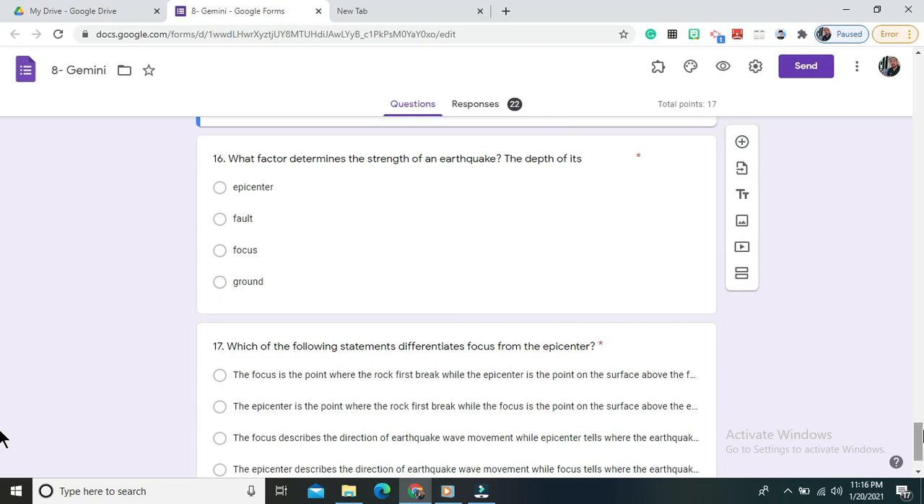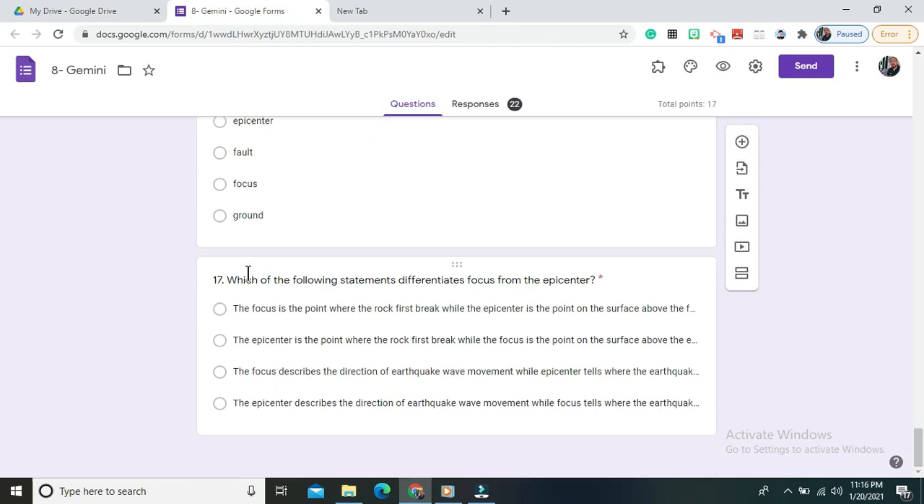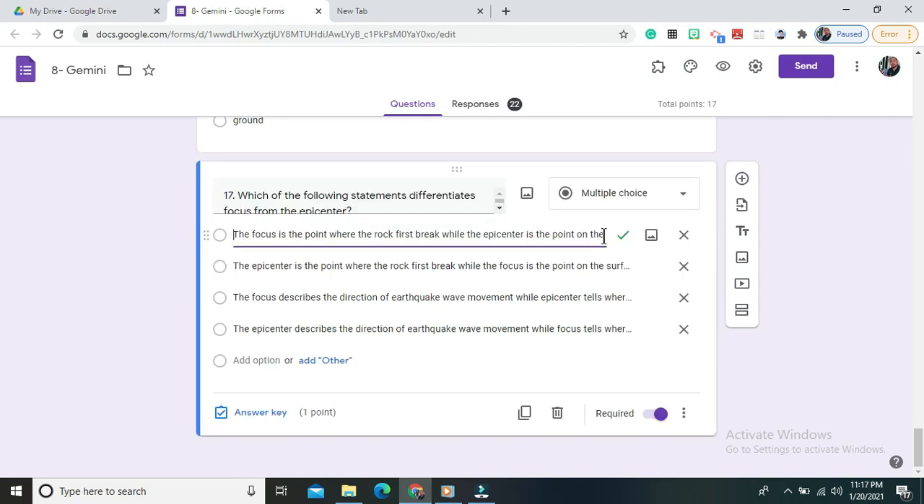Question number 16. What factor determines the strength of an earthquake? The depth of its? The correct answer is focus. Question number 17. Which of the following statements differentiates focus from the epicenter? The correct answer is the focus is the point where the rock first breaks, while the epicenter is the point on the surface above the focus.